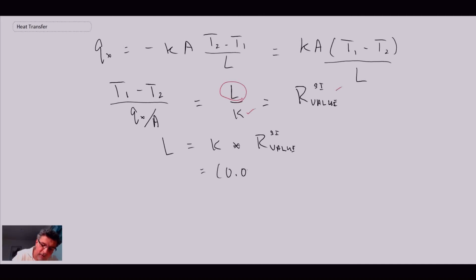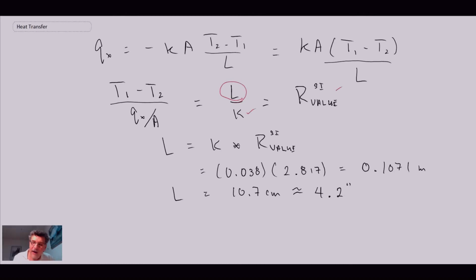So we said the thermal conductivity for fiberglass pink was 0.038. That's an approximation. 2.817 was the R value. When we calculate, we then get 0.1071, and that's in meters. Length is 10.7 centimeters, and I am going to convert that now into inches.